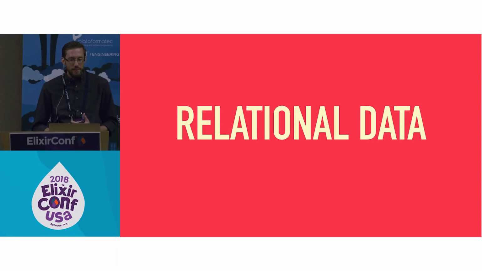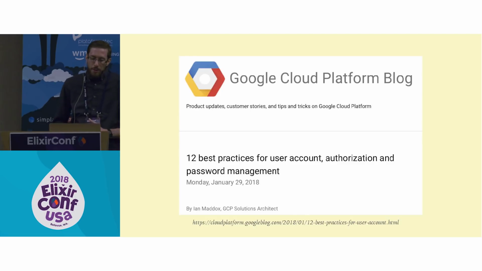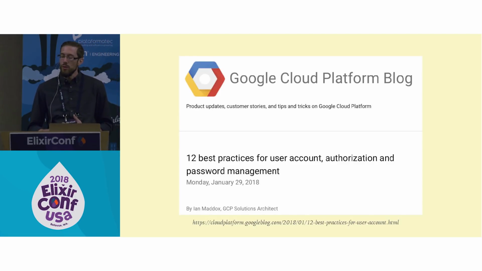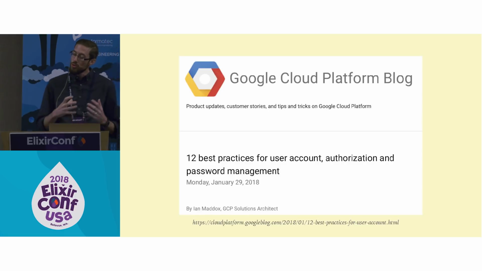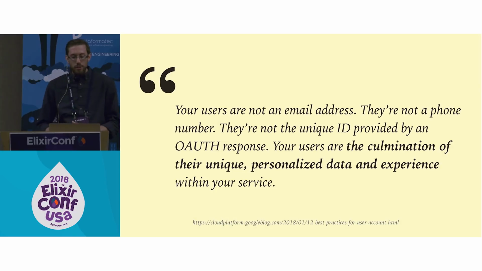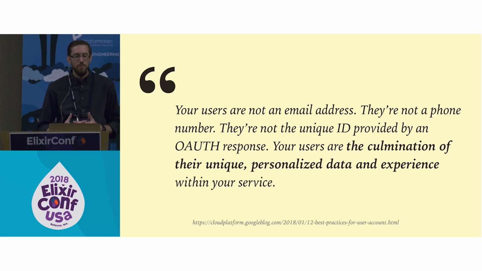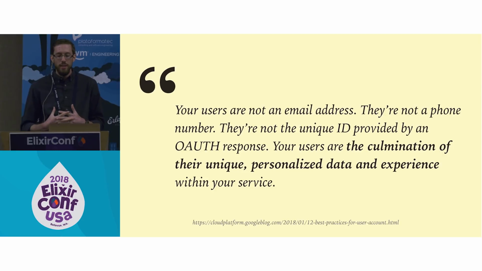Speaking of underlying data, let's transition into the next technique of breaking down the user module by breaking apart the underlying data. Google recently published a post on the 12 best practices for user account authorization and password management. In it, they encourage the separation of user identity and user account. Google states, your users are not an email address, they're not a phone number, they're not the unique ID provided by an OAuth response. Instead, your users are the culmination of their unique personalized data and experience within your service.